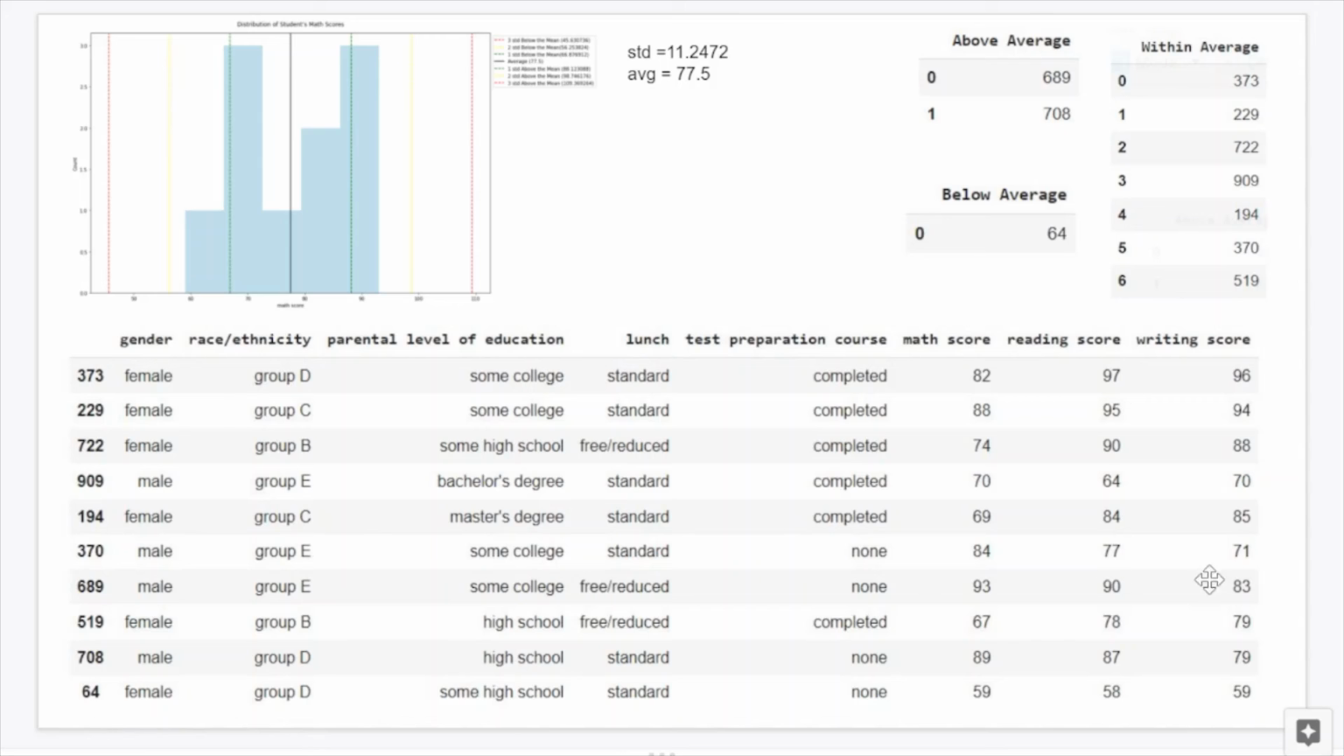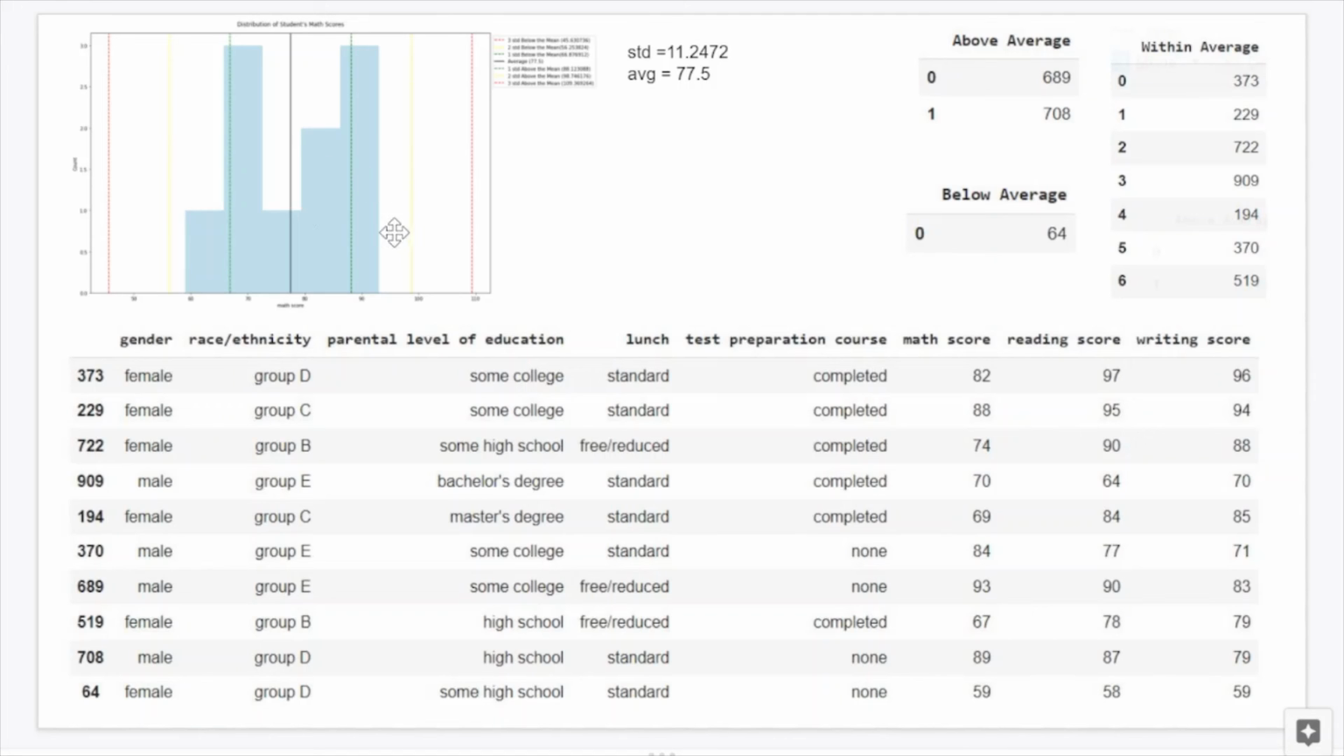Okay, student 64, we have a math score of 59. Now, 59 is actually right at the end, right over here. It's two standard deviations below the mean, meaning that the student is below average, right? So student 64 is below average because they are two standard deviations below the mean, okay?